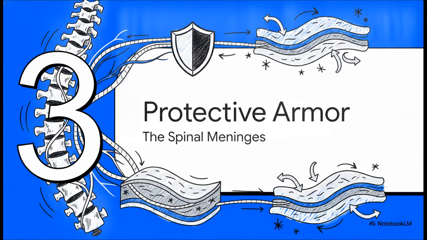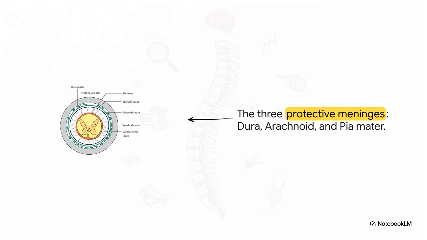All right, Section 3, Protective Armor, the meninges. Given its absolutely crucial importance, this delicate 30-gram cable requires some serious protection to survive the bending, twisting, and impacts of our daily lives. It's wrapped in 3 distinct protective membranes, known as the spinal meninges. From the outside in, first you have the dura mater, which is a tough, durable outer sheath. Beneath that is the web-like arachnoid mater. And finally, intimately hugging the cord itself, is the pia mater. These layers, combined with a literal bath of cerebrospinal fluid, create an incredibly effective shock-absorbing system.